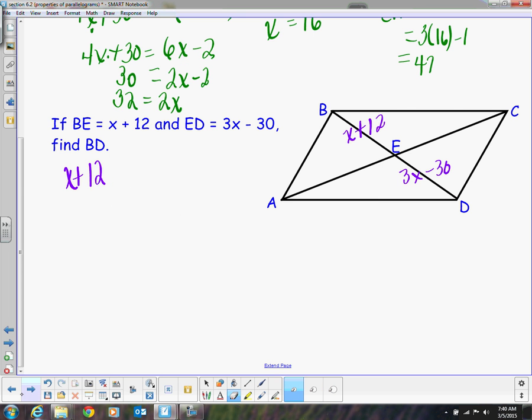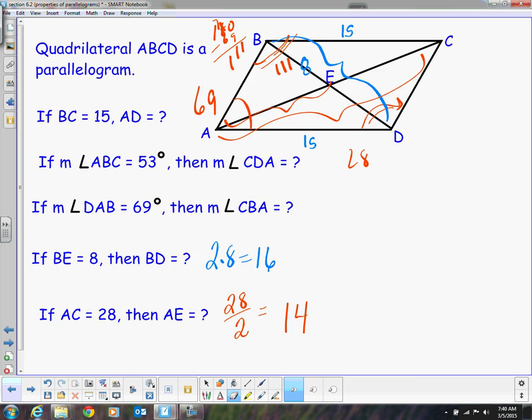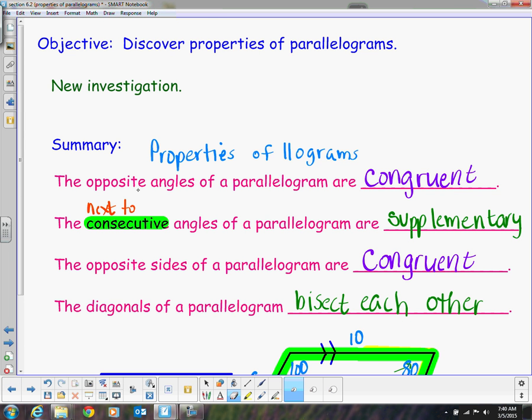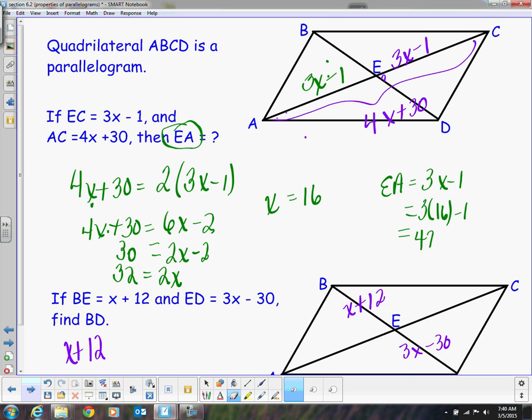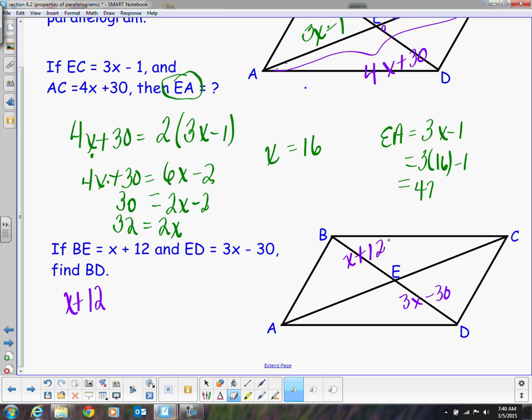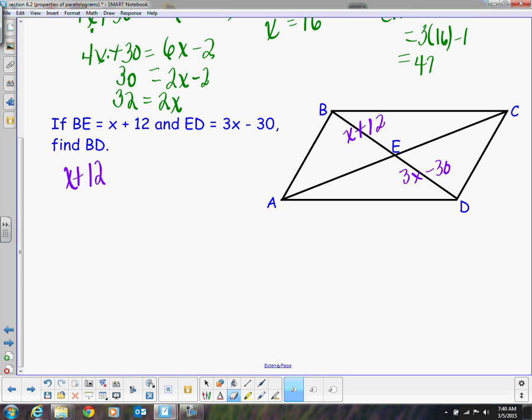Okay, let's go back. What do you know about a parallelogram? You know 4 things. Opposite angles are congruent, opposite sides are congruent. Consecutive angles are supplementary, diagonals do what? What does bisect mean? Okay, so if this is x plus 12 and that's 3x minus 30, what's your equation?